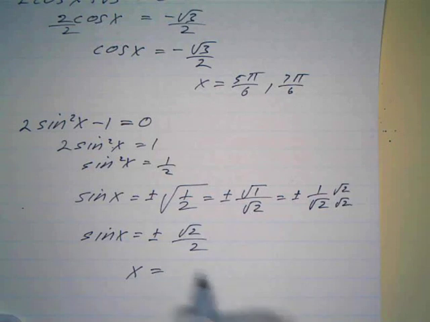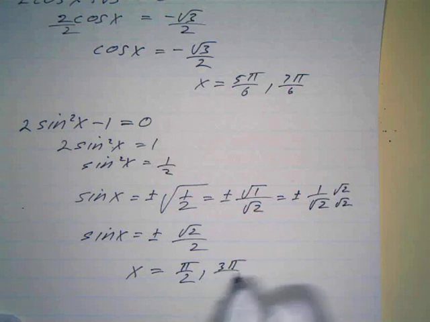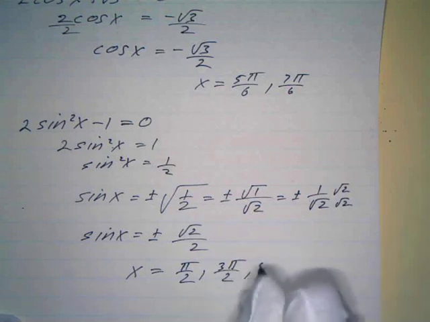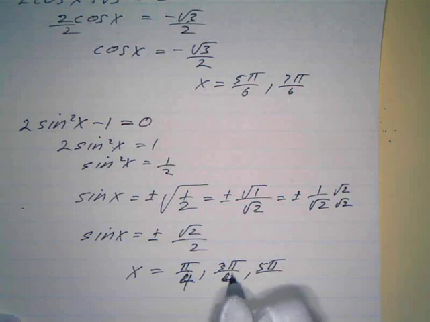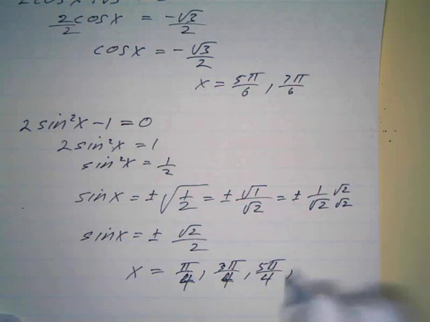So x in this case will equal pi over 4, first quadrant, 3 pi over 4, second quadrant, 5 pi over 4, I'm sorry, pi over 4, 3 pi over 4, 5 pi over 4, and 7 pi over 4. So I'm getting a little tired here.